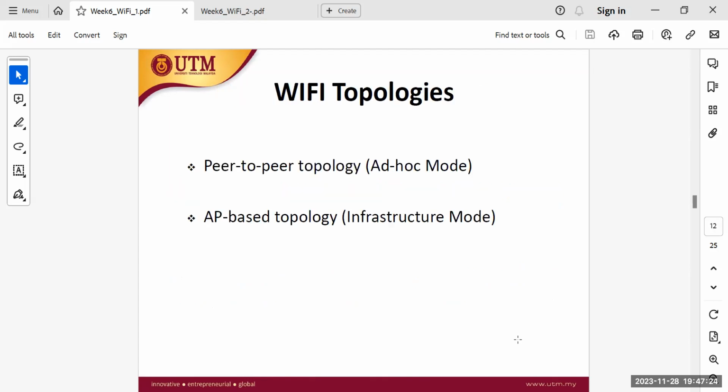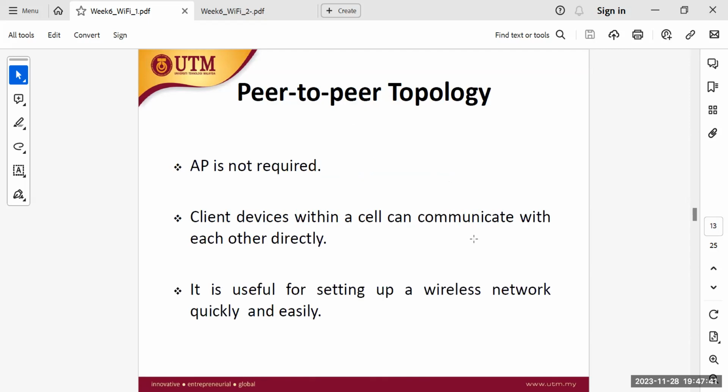Okay, so what are the different types of topologies that Wi-Fi can use? The first one is the ad hoc mode or the peer-to-peer topology, and the other is the access point-based topology, that is also known as the infrastructure mode.